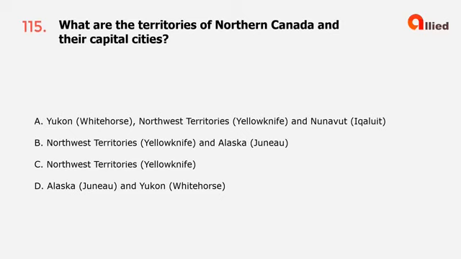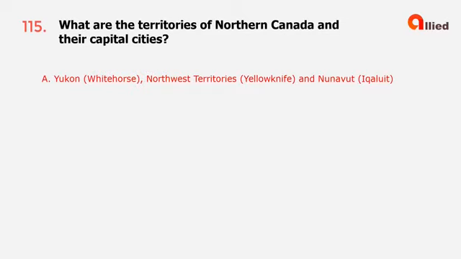Question 115. What are the territories of Northern Canada and their capital cities? A. Yukon, Whitehorse, Northwest Territories, Yellowknife, and Nunavut, Iqaluit. B. Northwest Territories, Yellowknife, and Alaska, Juneau. C. Northwest Territories, Yellowknife. D. Alaska, Juneau, and Yukon, Whitehorse. The answer is A. Yukon, Whitehorse, Northwest Territories, Yellowknife, and Nunavut, Iqaluit.